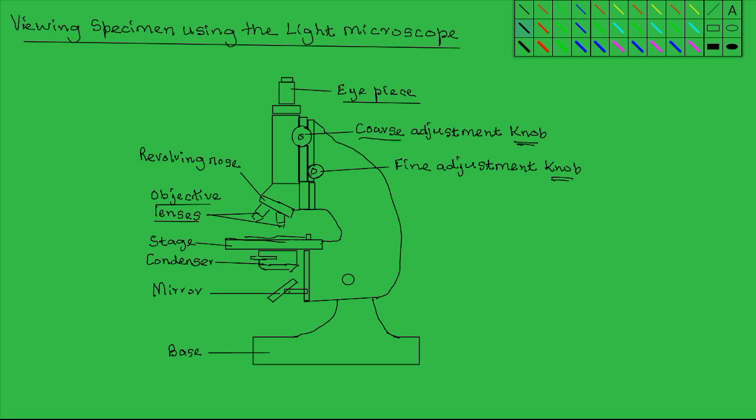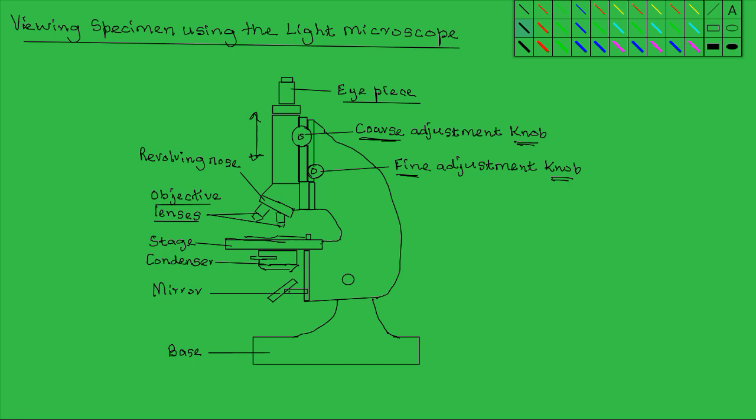There is a coarse adjustment knob that moves the body tube up and down to bring the specimen into focus. The fine adjustment knob also moves the body tube up and down, but over very small distances, and in that way it facilitates the focusing of the specimen in such a way that it becomes very sharply focused.